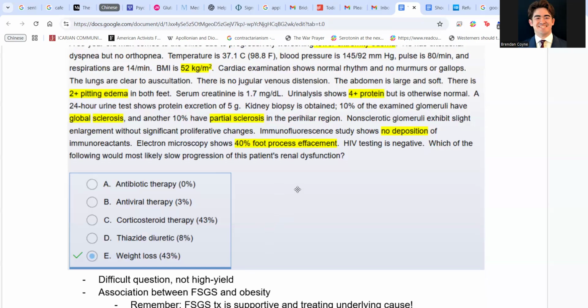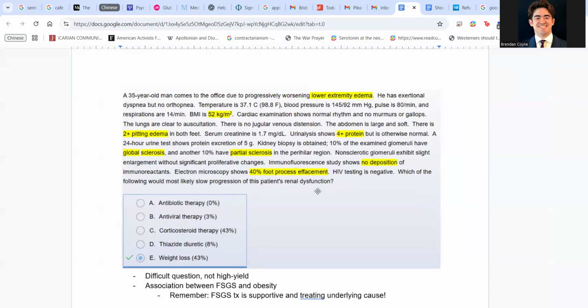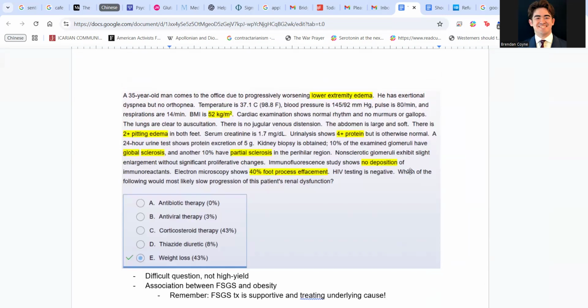So again, this is a difficult question. It's not super high yield, so don't worry if you got it wrong. Just to summarize here, there's an association between FSGS and obesity. So if you see FSGS in an obese patient, treat the underlying cause. And I believe that is the last question we have today.